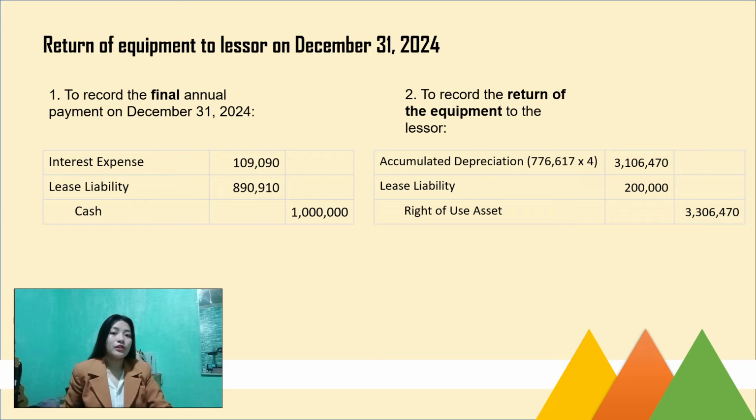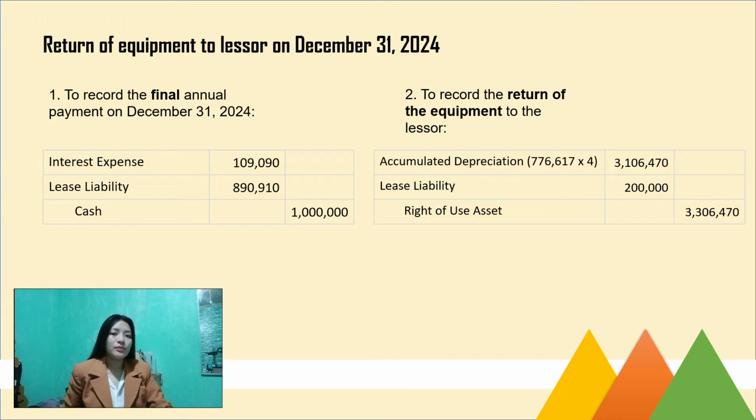So, 4 years in yung lease term. So, again, 776,617 pesos times 4 years is equal to 3,106,470 pesos. So, that is for the accumulated depreciation. Next, we also debit the lease liability amounting to 200,000.